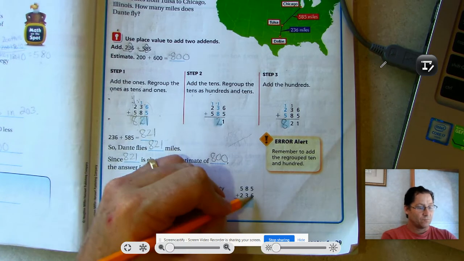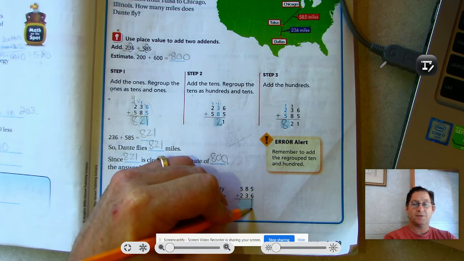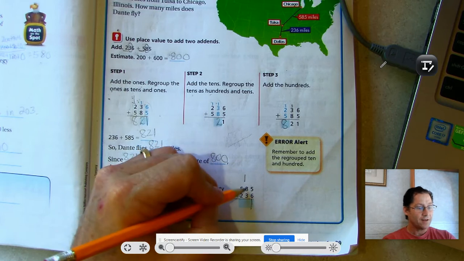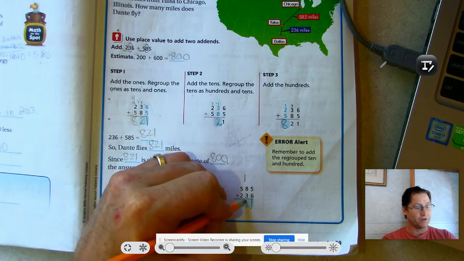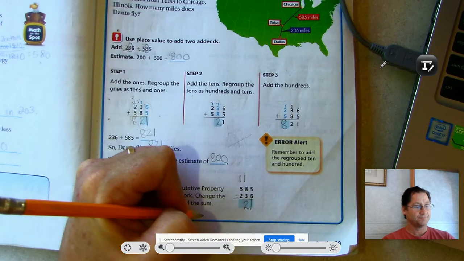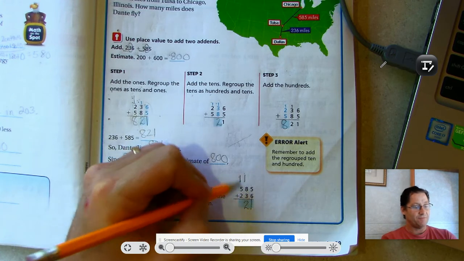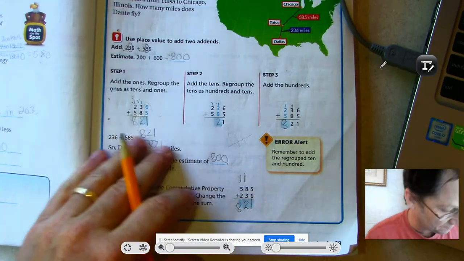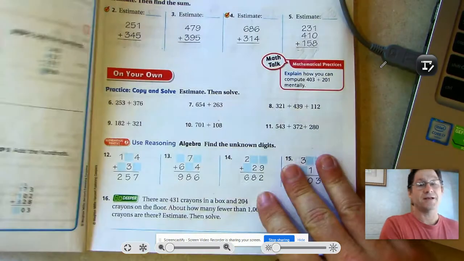So again, add the ones, we get 11. Regroup 1 ten and the 1. Now we have 9, 12 tens, so we're going to regroup the tens as hundreds. 5 and 2 is 7, plus an extra 1 is 8. So our answers match. So let's go to page 30.